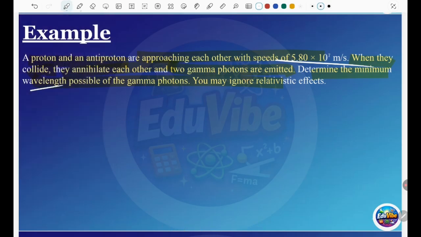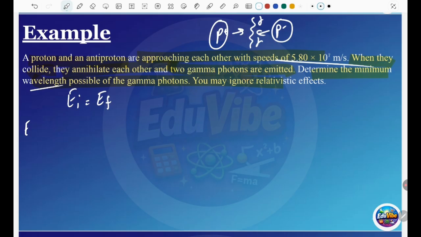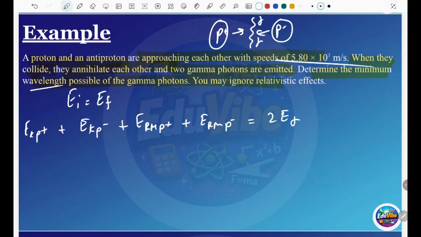So we have to find the wavelength, and we have a speed given at which they're approaching. Again, we do the same thing: E_i is equal to E_f, the initial energy is equal to the final energy. We have two gammas, a proton and an antiproton approaching with the same speed. Initially, we have the kinetic energy of the positive proton plus the kinetic energy of the negative proton plus the rest mass of the positive proton plus the rest mass of the negative proton, which will equal the energy of the two photons. So nothing can be cancelled at this stage.